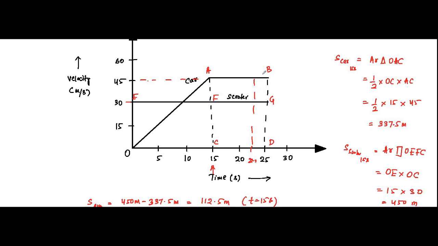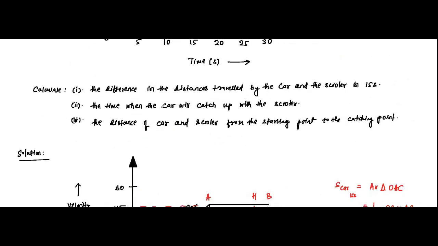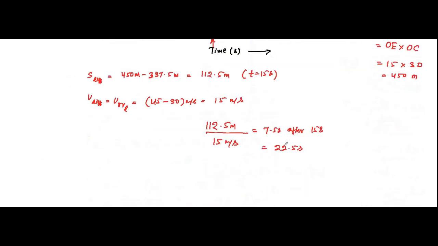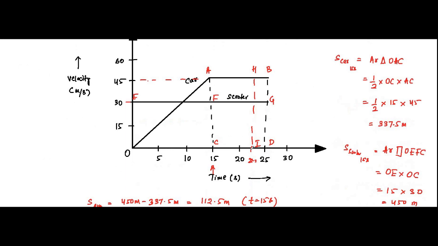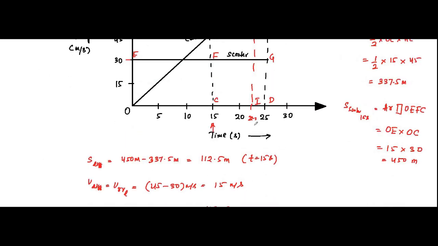So let this point be H and this be I. Okay, this is the second part, the time when they will catch up, that is equal to 22.5 seconds, 7.5 seconds after 15 seconds. Then the distance of the car and scooter from the starting point to the catching point, that is at 22.5 seconds, how much distance both the scooter and the car have traveled.